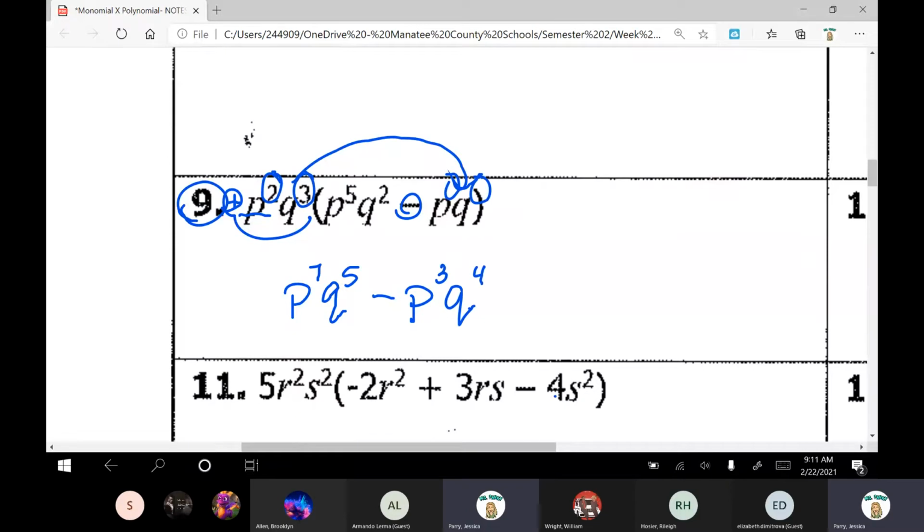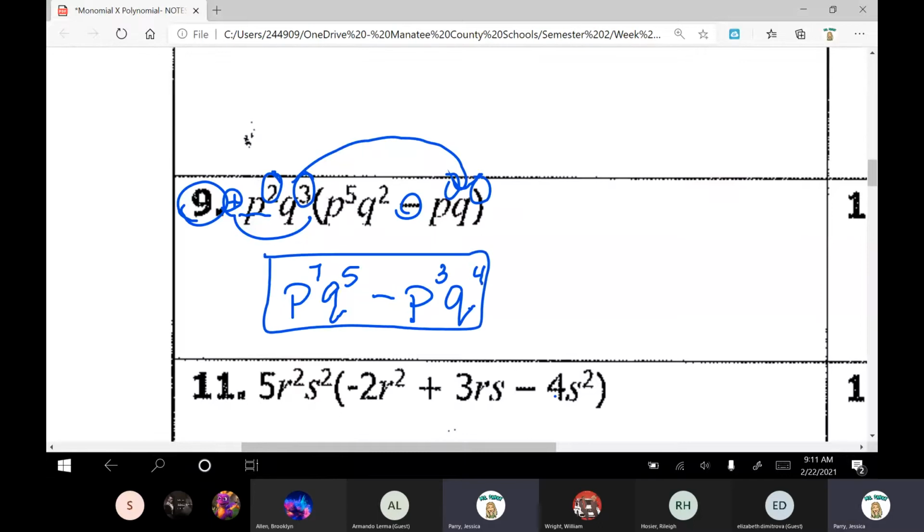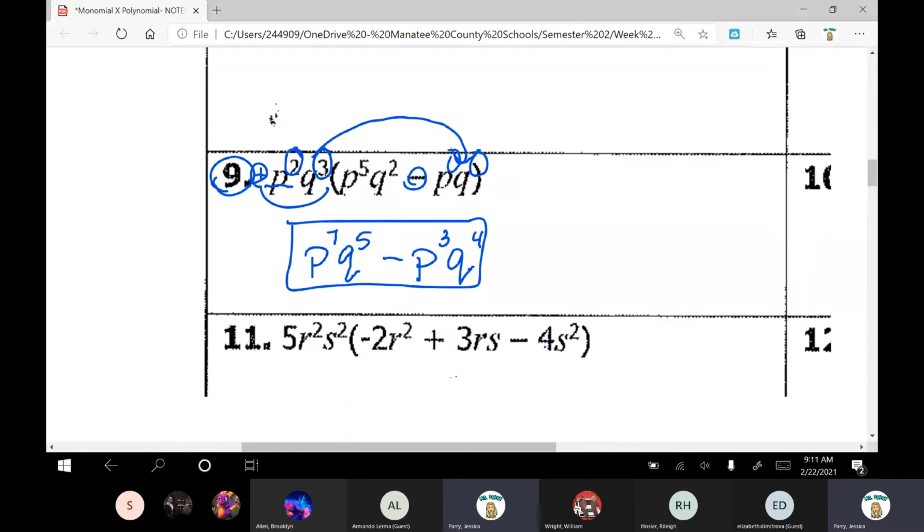Okay, let's check to make sure it's in standard form. Alphabetical order, so the first letter is P, so that's good. And then highest exponent first, 7, and then a 3, so that means it's in highest exponent first. Alphabetical order, it is in standard form. And then that would be your final answer for number 9. Let's keep on going. Number 13.